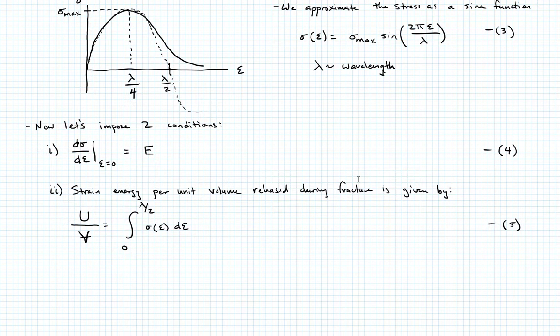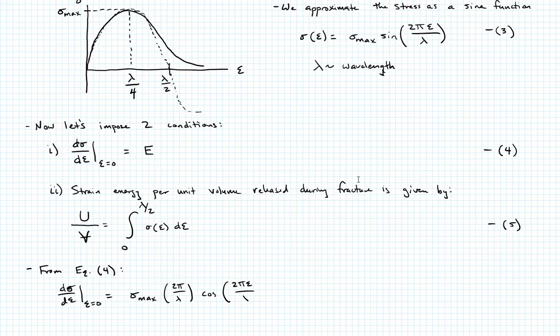Okay, so let's first evaluate equation 4. So from equation 4, we end up with d sigma d epsilon evaluated at epsilon equals 0 is going to be equal to, we just take the derivative there, sigma max times the derivative of what's inside, which will be 2 pi over lambda, times now the cosine of 2 pi epsilon over lambda, all of this evaluated at epsilon equals 0. Okay, we plug in epsilon equals 0, this cosine term goes to 1, and we're left with sigma max times 2 pi over lambda is going to be equal to, based on equation 4, E. Okay?